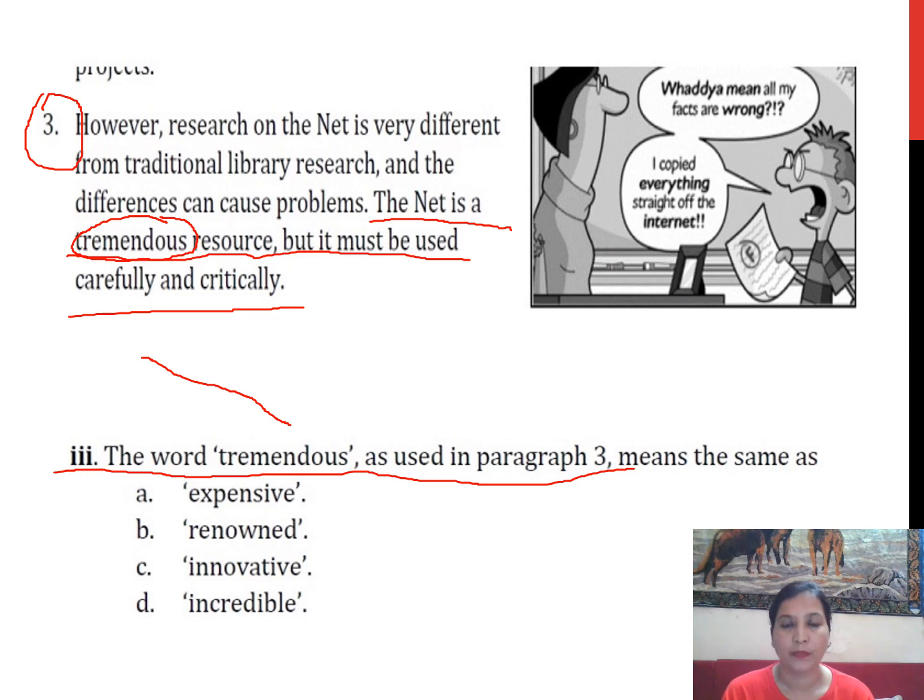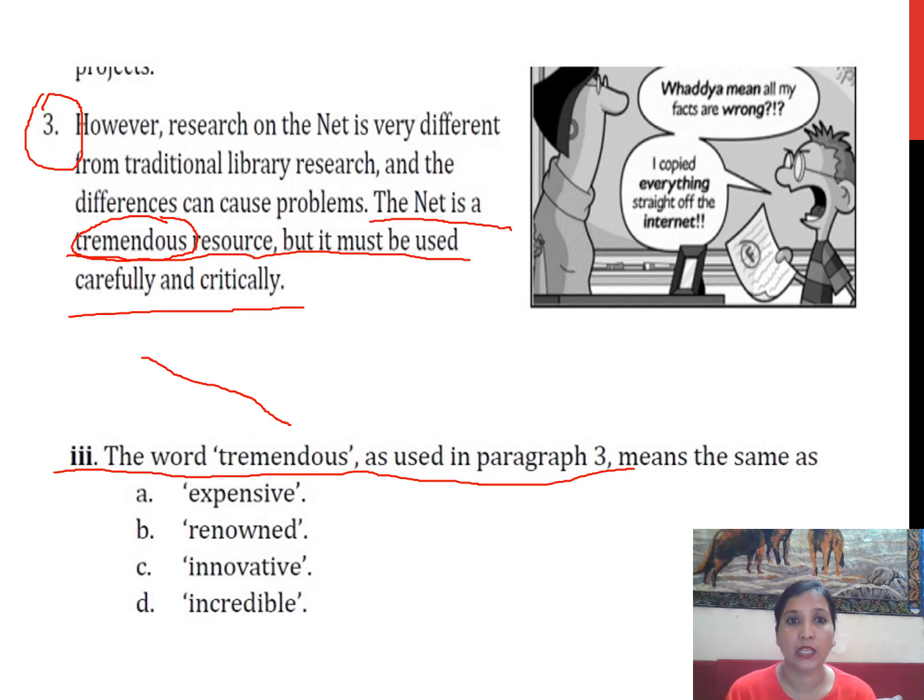Now the next one. The net is a renowned resource, but it must be used carefully and critically. Again, it is somewhat like the first option only, as far as the contextual meaning is concerned, and it is also not giving us a complete picture of the sentence. So we dismiss this one also. This will not come here. So the first two options are removed from our list. Now we come to the third one.